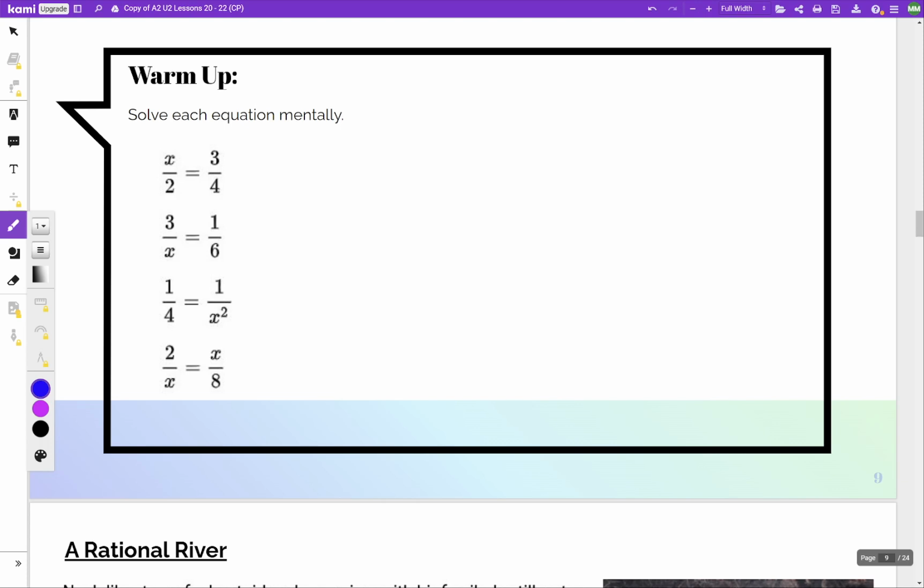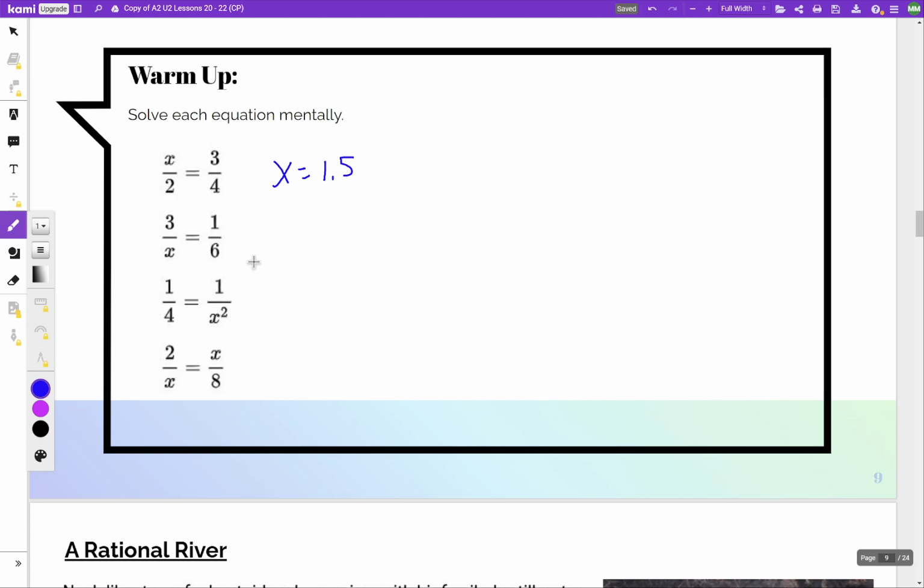A little bit of a warm up here where we have to solve some equations. All right, let's see. x over 2 equals 3/4. Mentally? Well, this sounds like a proportion problem. We can either solve it like a proportion or we can think like equivalent fractions. So x over 2, 3/4. To get from 4 to 2, I divide by 2. So looks like this is going to be x equals 1.5.